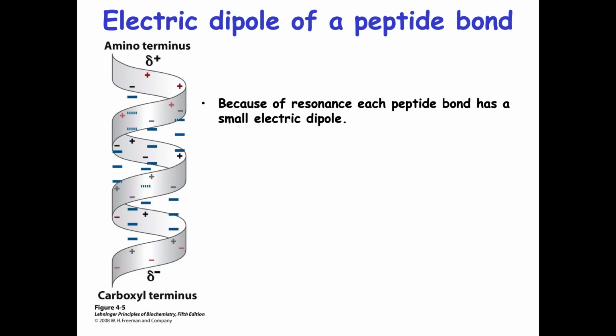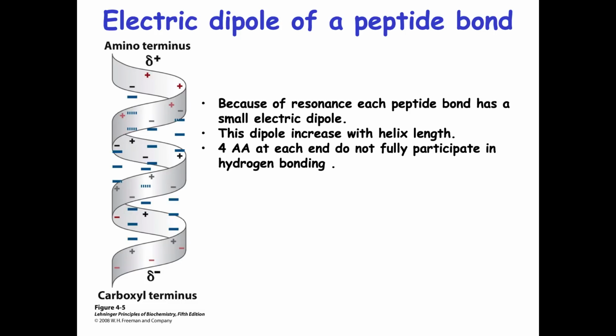So because of resonance, each peptide bond has a very small electric dipole. This dipole increases with helix length because the 4 amino acids at each end don't participate fully in hydrogen bonding. So at the amino terminus, you have a partial positive charge, and at the C terminus, you have a negative charge.